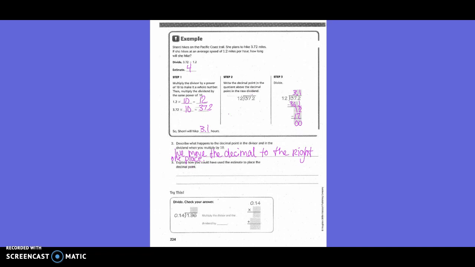Explain how you could have used the estimate to place the decimal. So basically, we knew that we would need to have a number close to what, guys? Close to 4, right? So we knew that we'd only need 1 place value for whole, right? We would only have a 1 place and no tens.